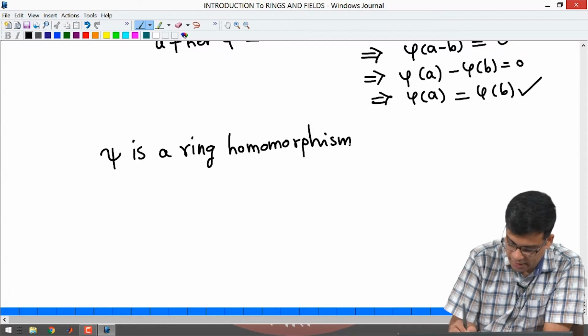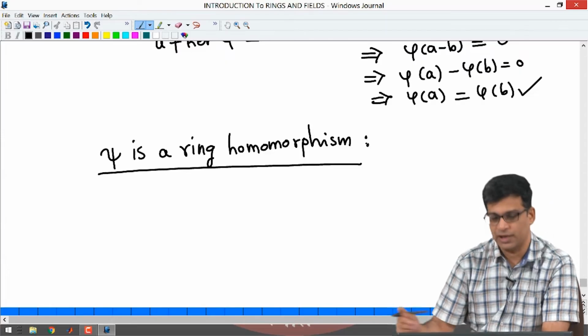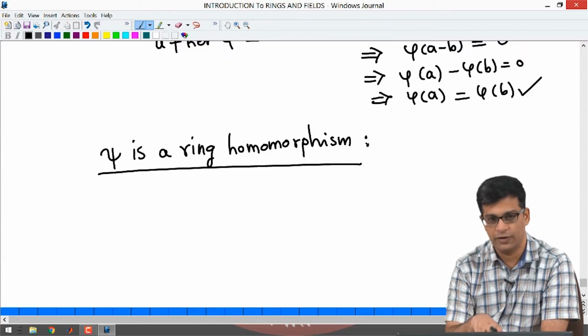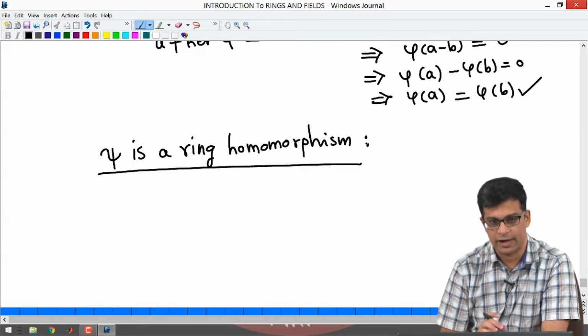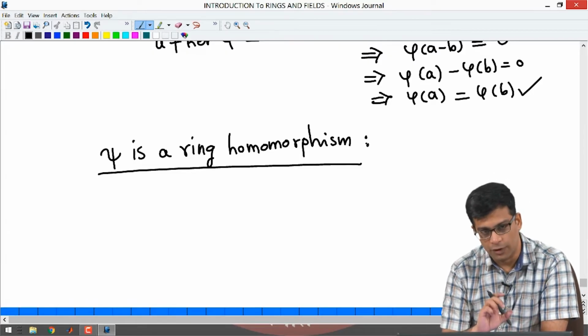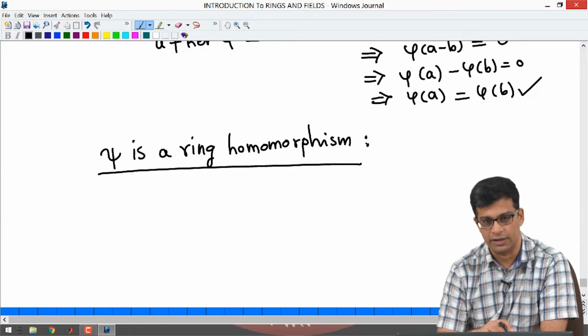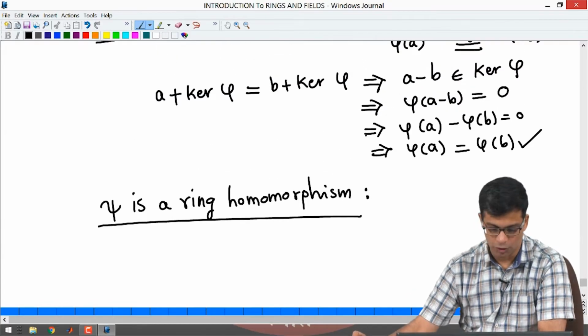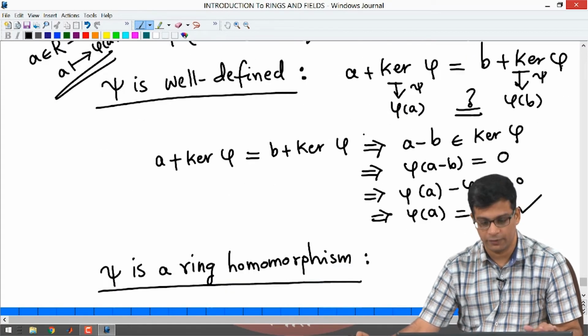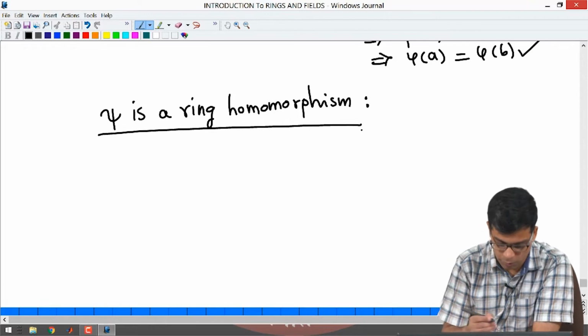So, remember our strategy. I want to show two rings are isomorphic, namely R mod kernel phi is isomorphic to S. What is our strategy? We will start by defining a function from one ring to the other, then we will check that it is a ring homomorphism, then we will check that it is 1-1, and then we will check that it is onto. We have already checked that we have a well defined function. Now, let us check that it is a ring homomorphism.